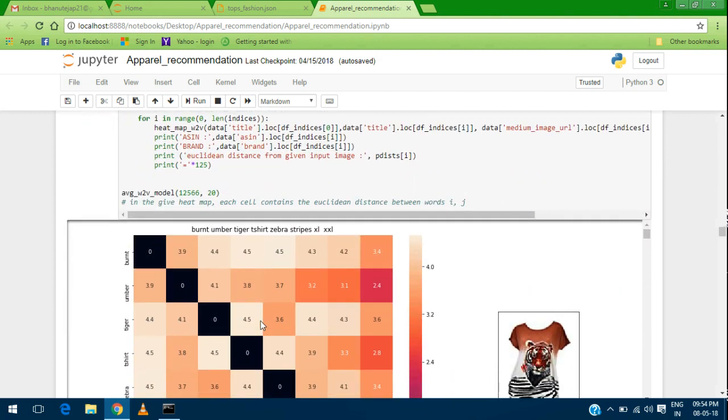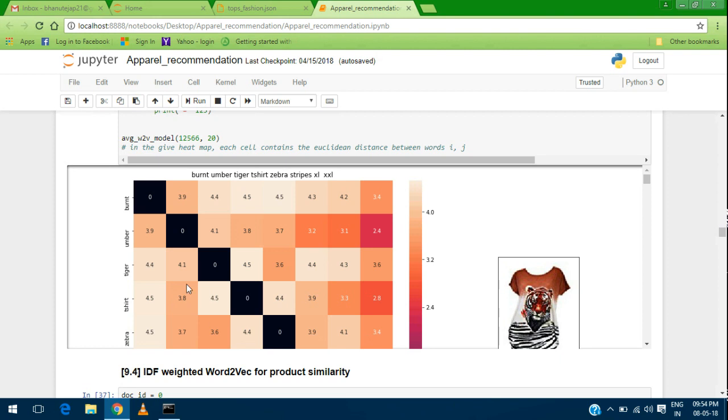By the way, these are called heat maps, which we are using only to demonstrate the outputs in our projects, and these may not be used in real time. Again we are using this product ID 12566, and the title is this, and this is the query image.